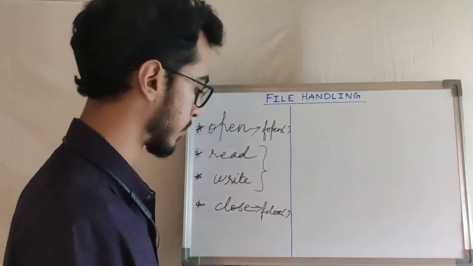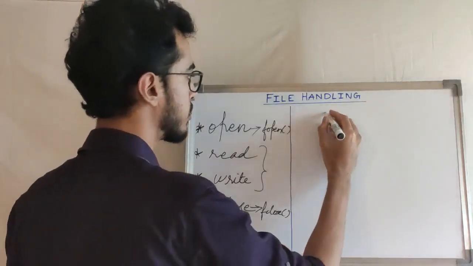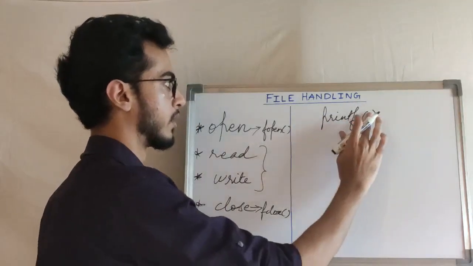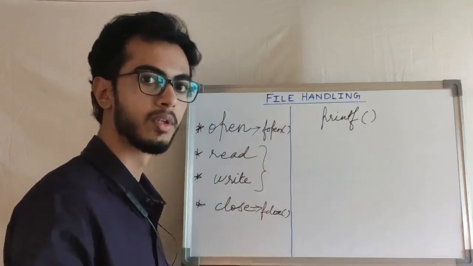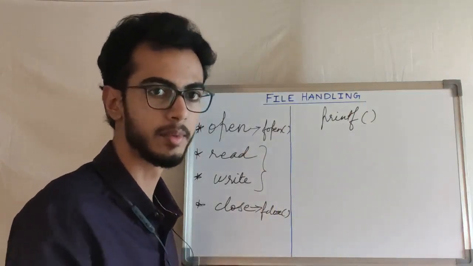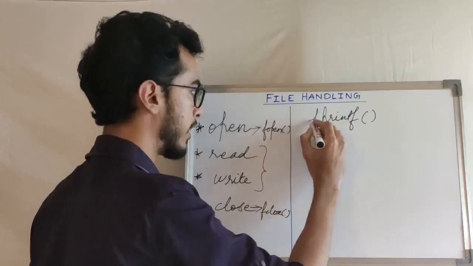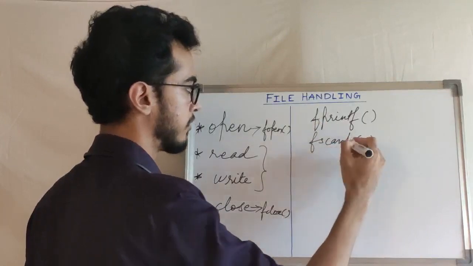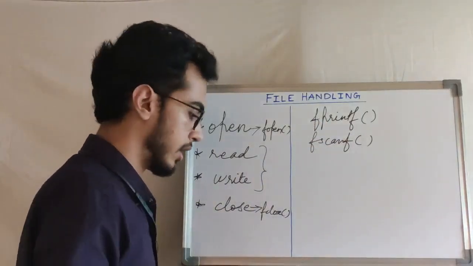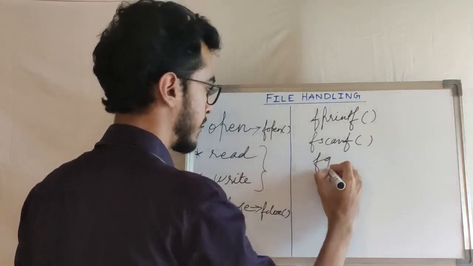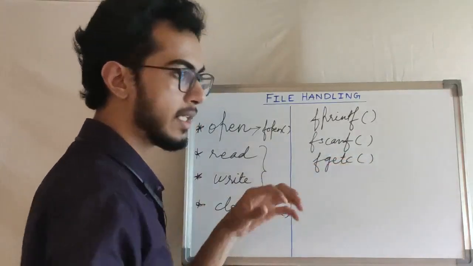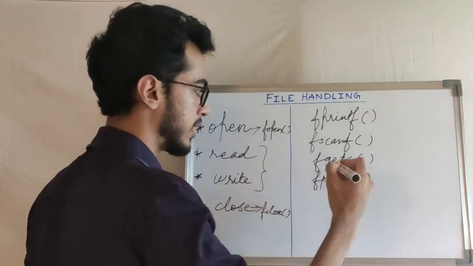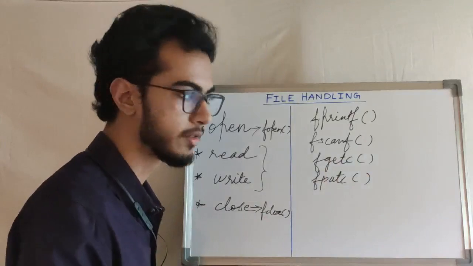Similarly, here there are some functions. Let's list them out. A very basic function that you use is the printf function. What printf does is that whatever you put in as the argument inside the printf will be printed on the screen. Here it will be fprintf. Similarly, we will have fscanf for reading the data. Then we will have fgetc to read a single character. We will also have fputc to print a single character on the file.